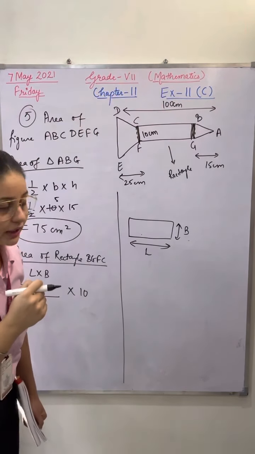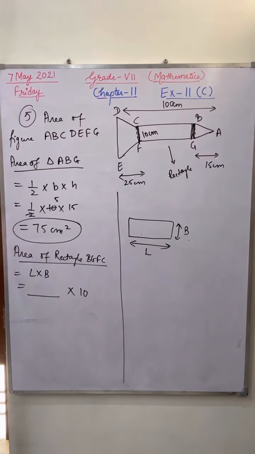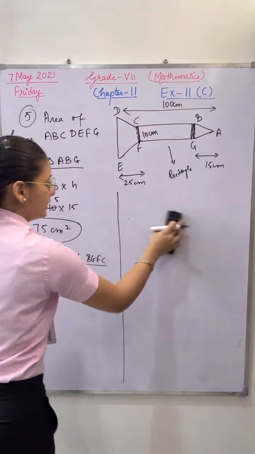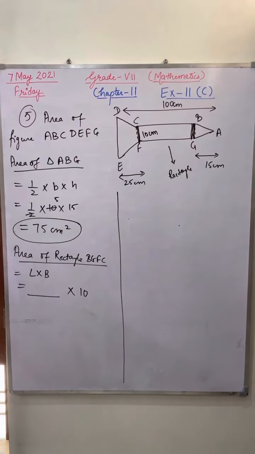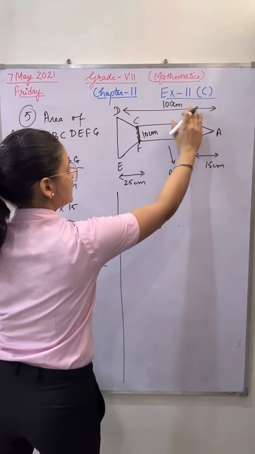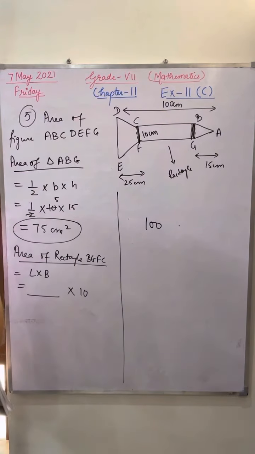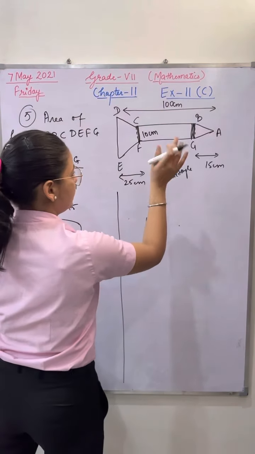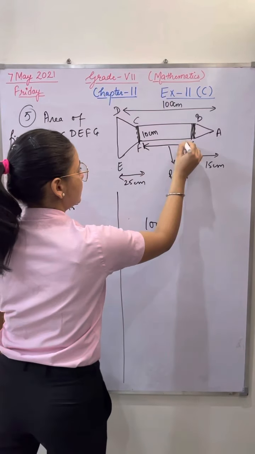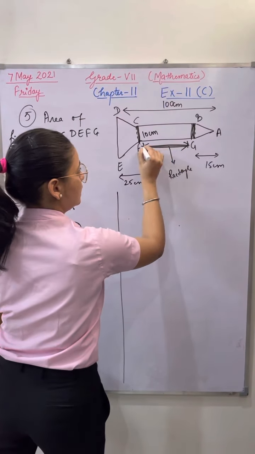Length. Rakshit, no. Now wait. Now look very carefully. What is the length given to you in this rectangle? This complete is 100. Right? Complete is 100. But the length of the rectangle is up to here. Only this much is the length of the rectangle.